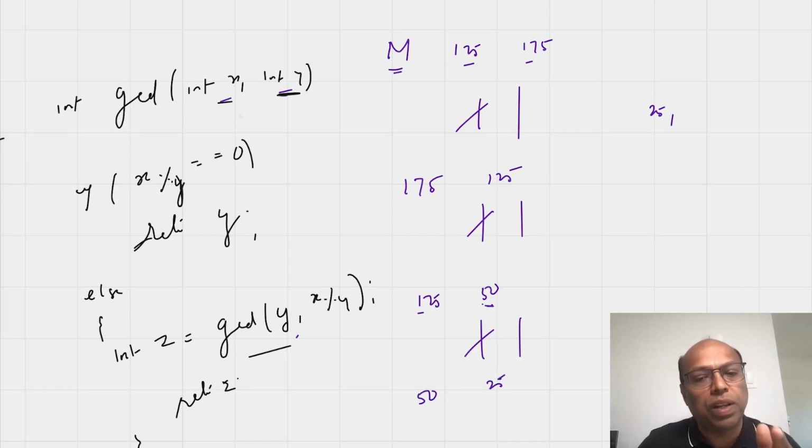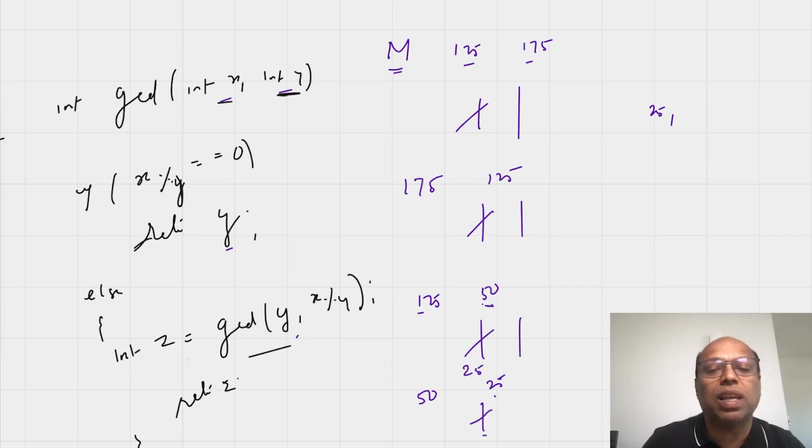When I call for 50 and 25, 50 modulus 25, how much do I get? 0. 0 means only one statement. What is the one statement? y needs to be returned. y is how much? 25. Where will the return go? Back to the caller. Where does it get stored? In z.